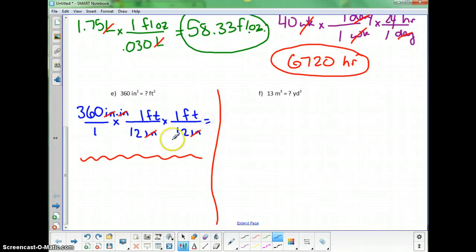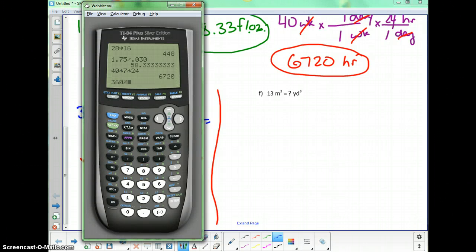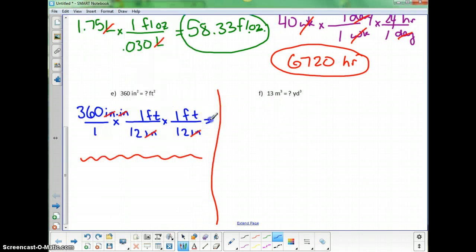And what we're going to have is 360 divided by 12 divided by 12. Or if you want to type that a different way, you can type 360 divided by the quantity 12 times 12. You can multiply the bottoms together first and then divide. Either way, it's 2.5.